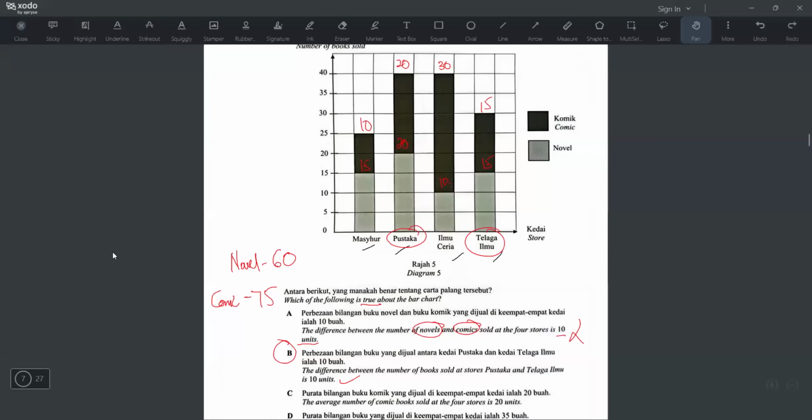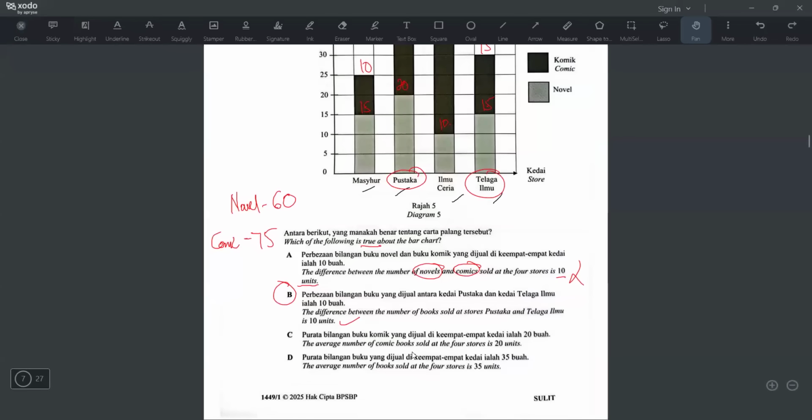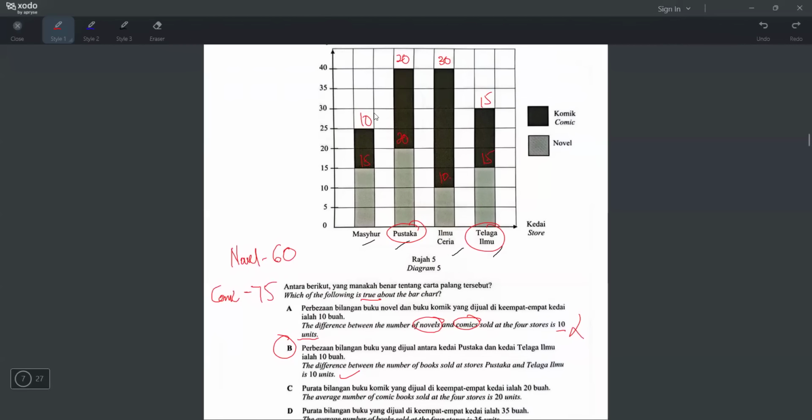All right. What about C and D? The average number of comic books sold at the 4 stores is 20 units. Let's see. Comic is the dark color one. So you have to take all these numbers, add together, divide by 4. You already did it just now, right? It's 75. But when you divide by 4, do you get 20? The answer is no. 80 divided by 4 will get 20. 75 divided by 4, you get a decimal. So this is also wrong.